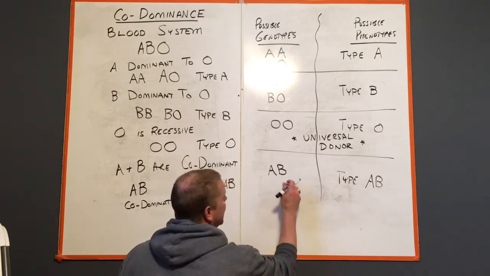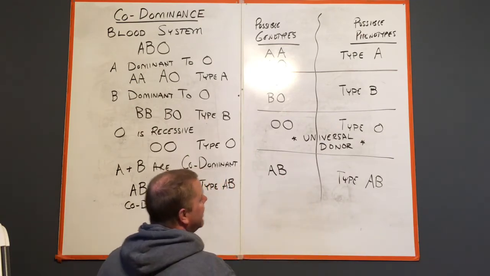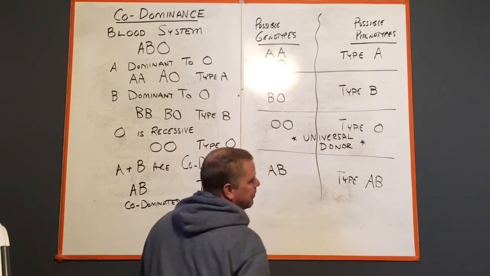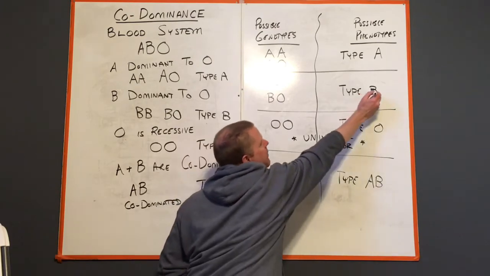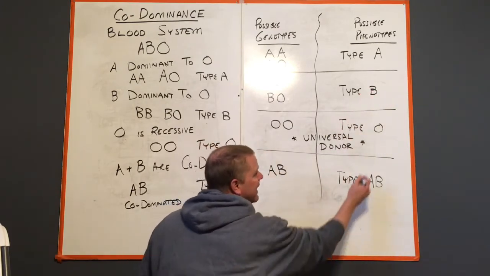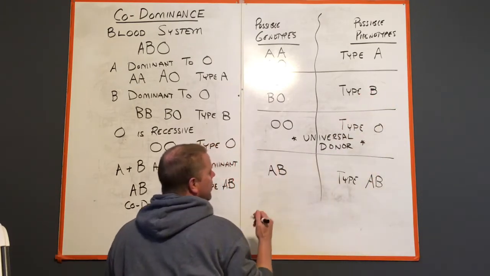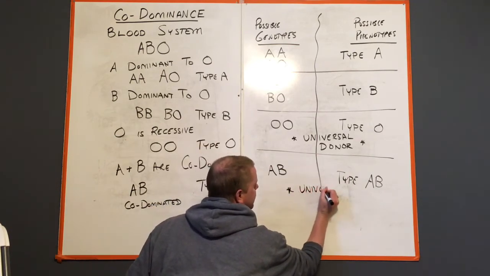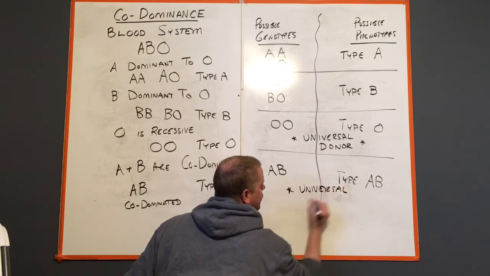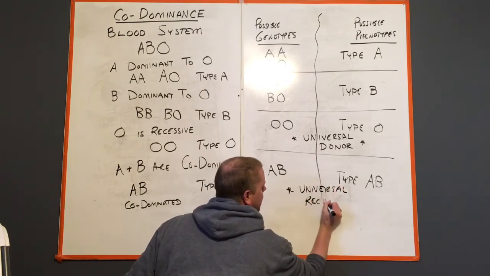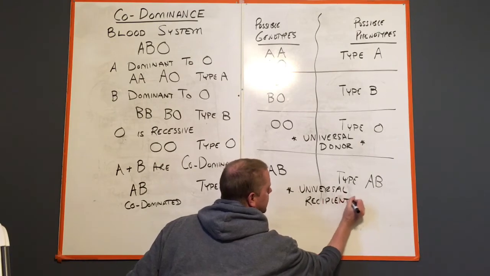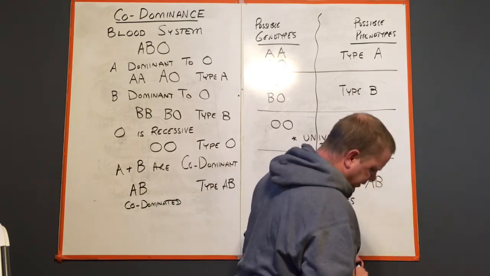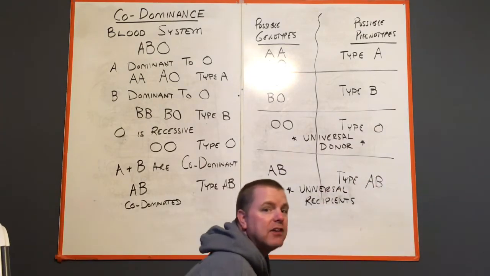They can only give to type AB people. However, because they have A antigens in their blood, they can receive blood from a type A person. And because they have type B blood antigens, they can get blood from a B. And they can even get blood from a type O. So as such, what do we call them? We refer to these individuals as being universal recipients. Okay?